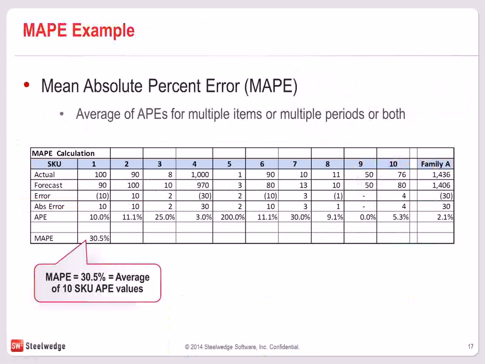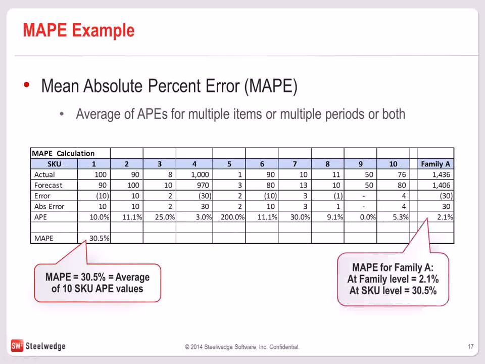So we can extend that example into a case where we have 10 separate SKUs, and they all roll up to a particular family. So we'll call that family A. You can see that for each of these, we've listed the actual, forecast, the error, the absolute error, and the percent error. We can take each of these percent errors, add them up, divide by 10, so we're getting the average, and that's our MAPE value. So in this case, we have a MAPE of 30.5%. We can use that to summarize the MAPE for these 10 items measured at the item level, or the stock keeping unit.